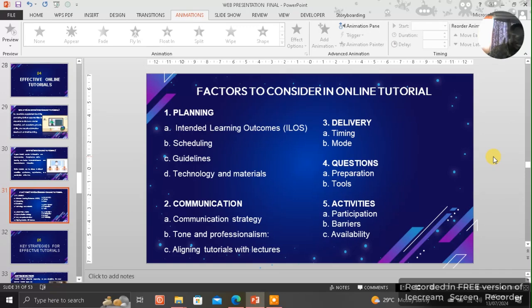In a synchronous session, the delivery mode involves some form of live chat. But for asynchronous, remember to be clear and concise. If you are doing synchronous, you have to be very careful about your intonation. When you are doing asynchronous, your intonation should be clear because they are not there to give you feedback. But for the synchronous, they are there, they are live, they are listening. So your tone and your professionalism must be considered.